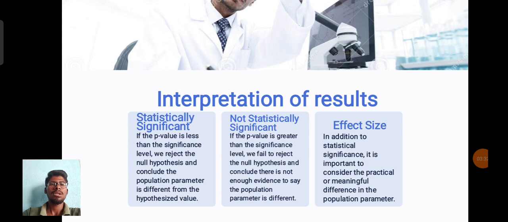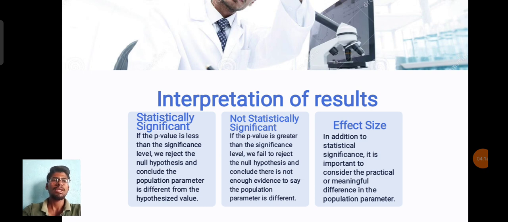Interpretation of results. Statistically significant. If the p-value is less than the significance level, we reject the null hypothesis and conclude the population parameter is different from the hypothesized value. Not statistically significant. If the p-value is greater than the significance level, we fail to reject the null hypothesis and conclude there is not enough evidence to say the population parameter is different.